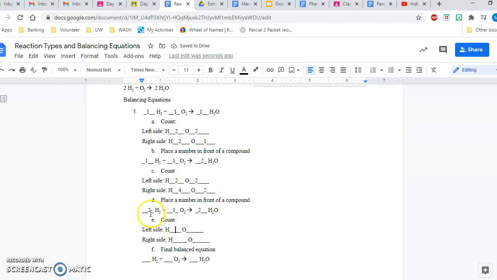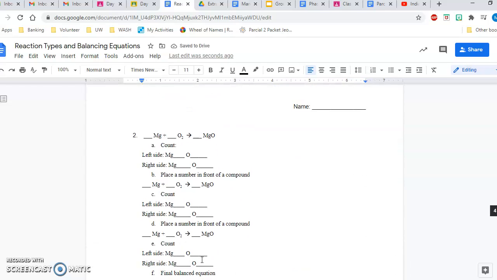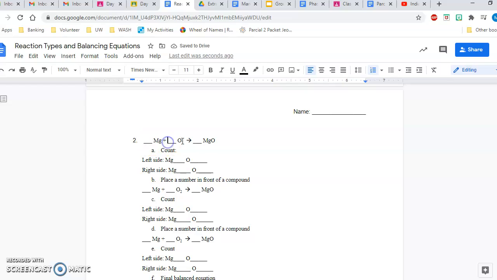So let me count it again just to make sure. 2 times 2 is 4. 1 times 2 is 2. 2 times 2 is 4. And 2 times 1 is 2. So because everything is balanced now, we have just as many H's on the left and the right, just as many O's on the left and the right. We can say our full balanced equation is 2, 1, 2. Perfect. Alright, the next thing we have is MgO2, or Mg plus O2 goes to MgO.